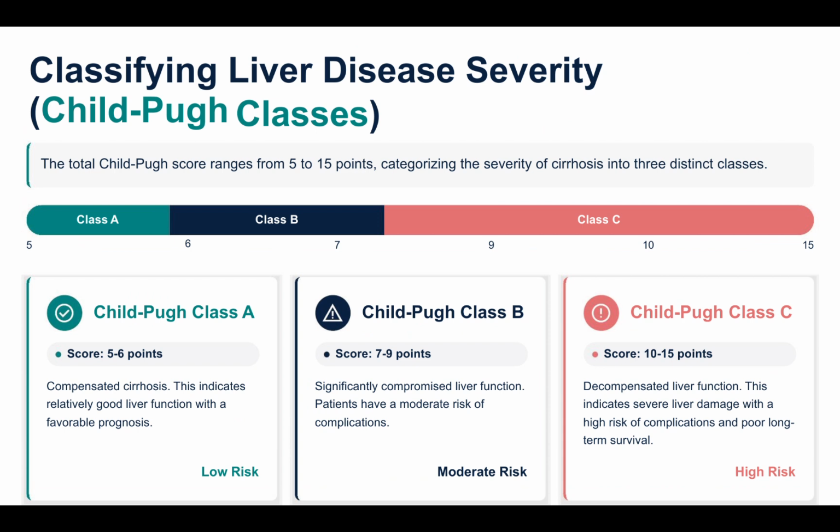Class A, with a total score of 5 to 6 points, denotes compensated cirrhosis. In this stage, the liver's function is considered relatively good and symptoms might be minimal or manageable. Moving on, Class B, with a score ranging from 7 to 9 points, indicates significantly compromised liver function. Patients in this class often experience more noticeable symptoms and complications. Finally, Class C, with a score of 10 to 15 points, represents decompensated liver function. This signifies severe liver damage, indicating a high risk of serious complications and often a poorer prognosis.